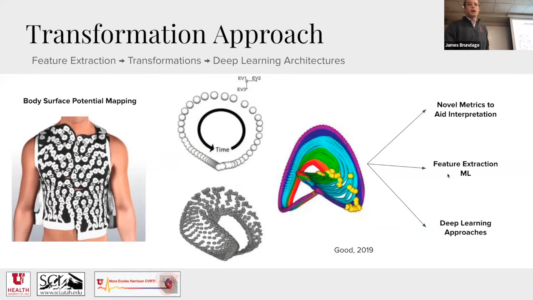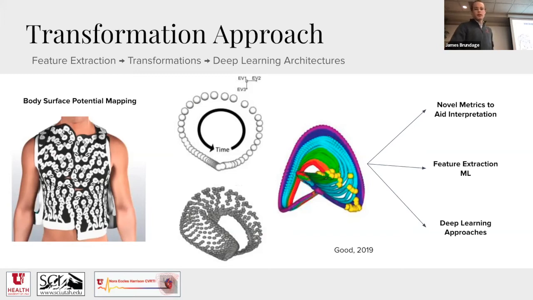However, you can imagine that others who do these types of transformations, perhaps spectral transforms that make this more image-like, can use this as a tool to feature extract, push that into machine learning, or directly into deep learning approaches. So a little bit of all of that.